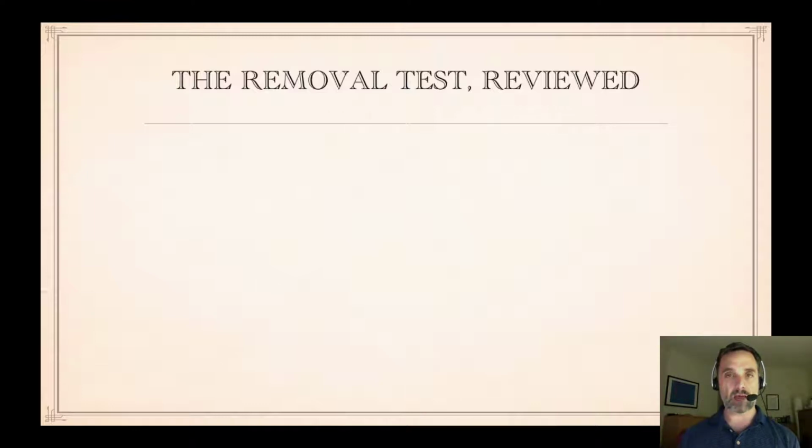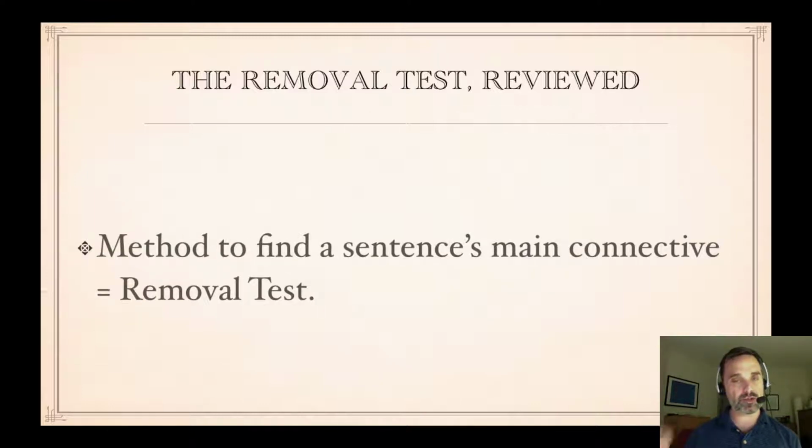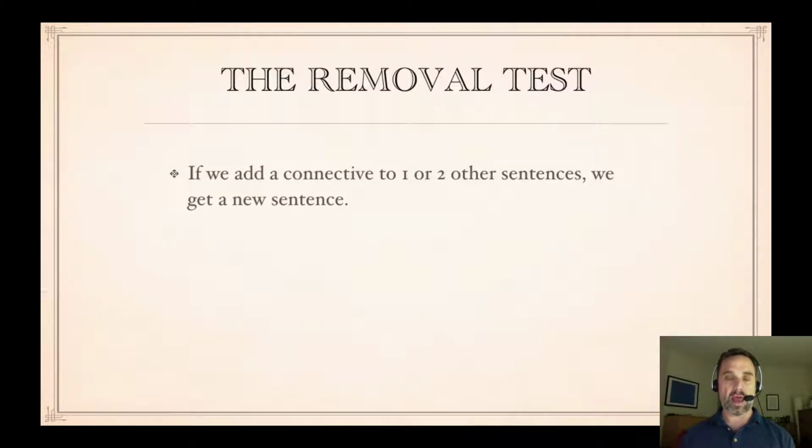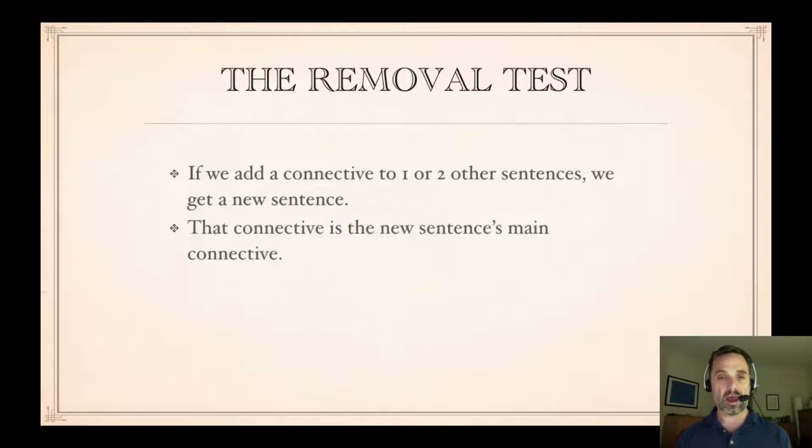So let's just remember we have a removal test. And what is the removal test? Well, it's a method to find a sentence's main connective. And if we remember, the idea is that when you add a connective like a negation or a conditional to one or two other sentences, the right number of sentences, then you get a new sentence. You build a new sentence. And that symbol that you add, that's the new sentence's main connective, the one that was added to the things that were previously sentences and that already had other connectives in them.